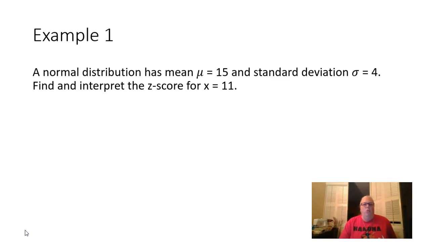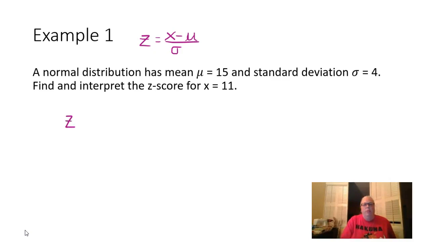Example 1. Our normal distribution has mean mu equal to 15 and a standard deviation sigma equal to 4. Find and interpret the z-score for x equal to 11. Our z-score formula is x minus mu divided by sigma. What we're doing is taking an actual point from our data and converting it into a z-score so that we can graph it on the normal distribution curve and use our table A2.